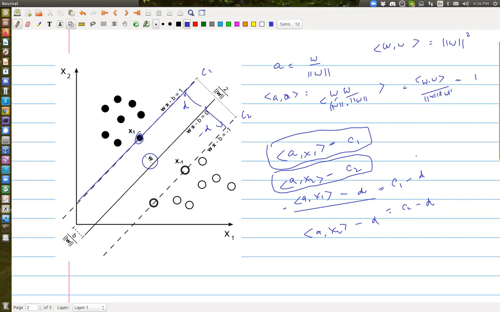Wait a sec. I'm sorry, this is D, but the shift should not be D actually. I want this to be plus D and this to be minus D. So let me shift by something else. Let's shift by S, let's say.